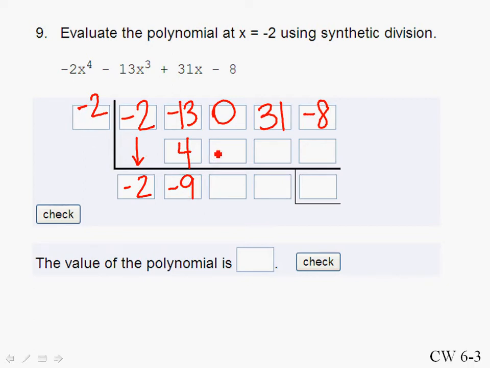Negative 2 times negative 9 is 18. Add the column, we get 18. Negative 2 times 18 is negative 36. Add the column, negative 5. Negative 2 times negative 5 is positive 10. Add the column, and our value is 2. So the value of the polynomial, where x equals negative 2, is 2. Let's try another one.